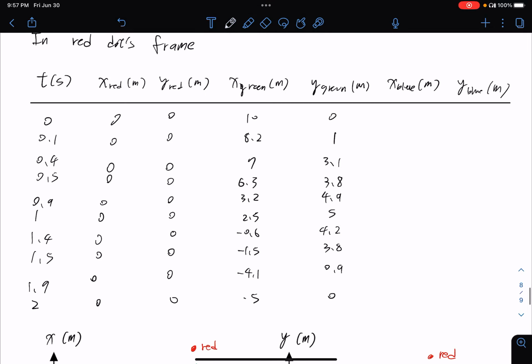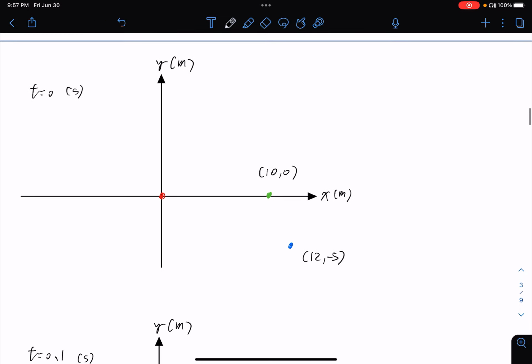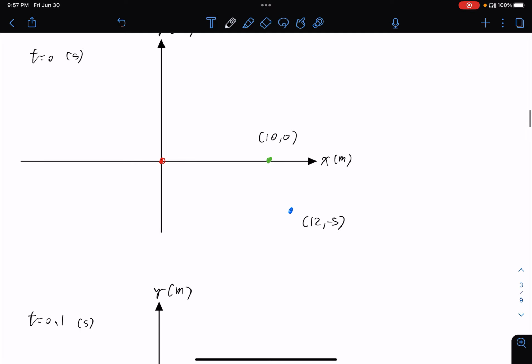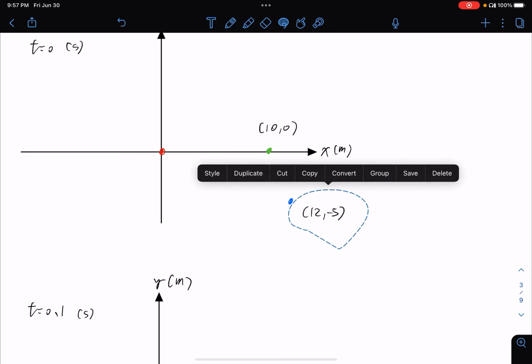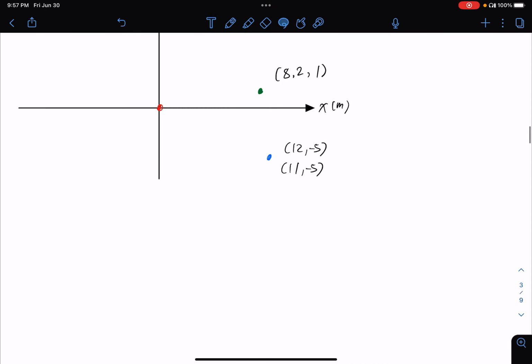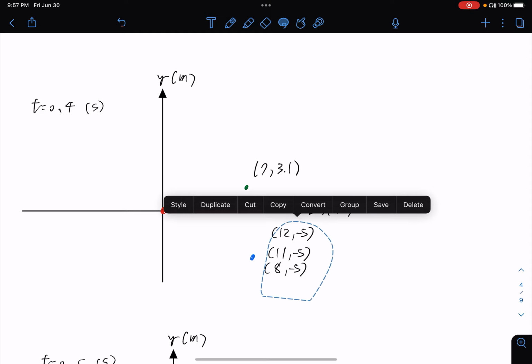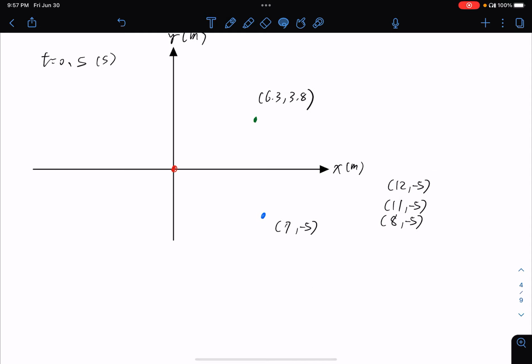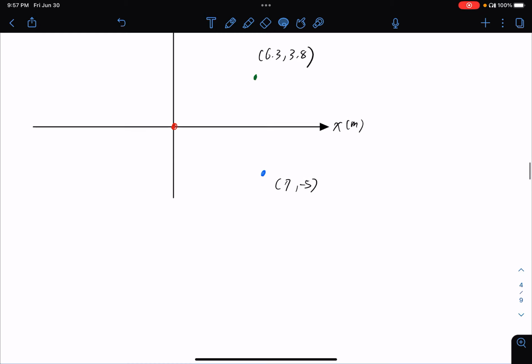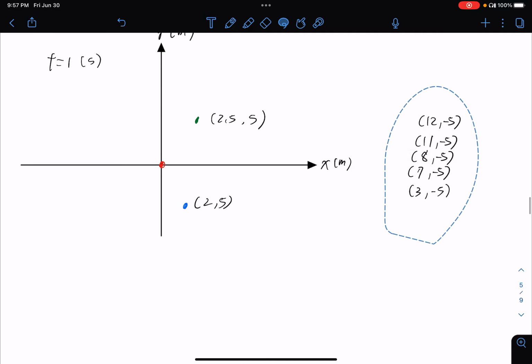Let's go to the blue dot. For the blue dot, we have 12. Actually, let me just do this. Copy, paste, and then copy, paste, and then cut, paste, and then cut, paste.